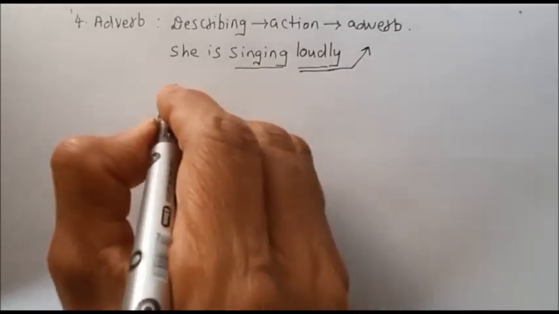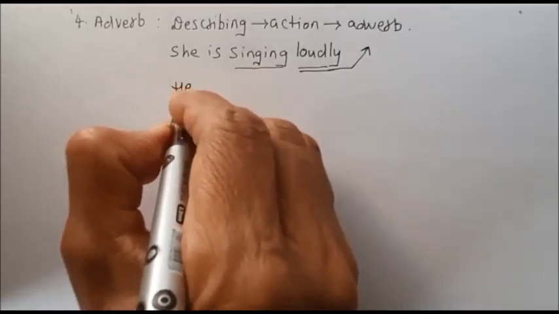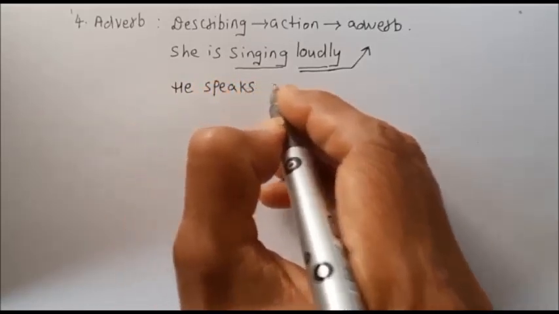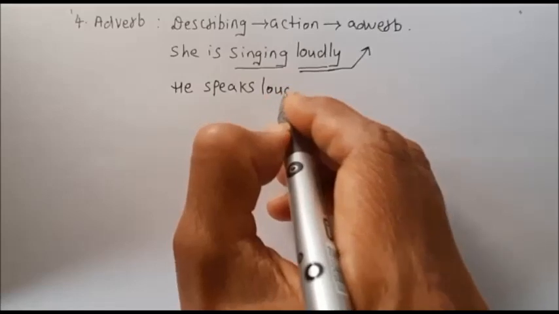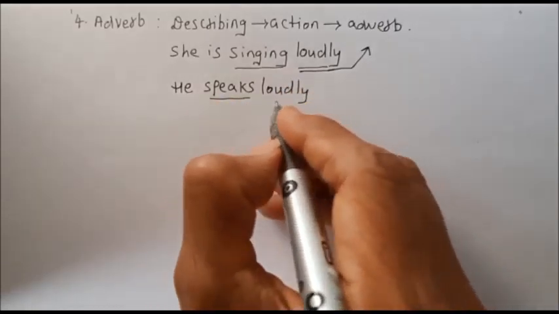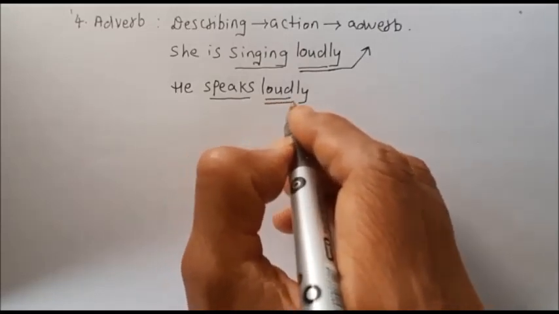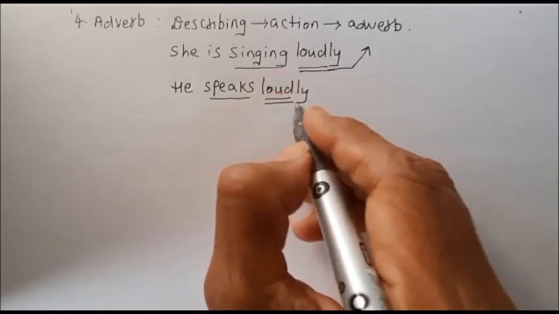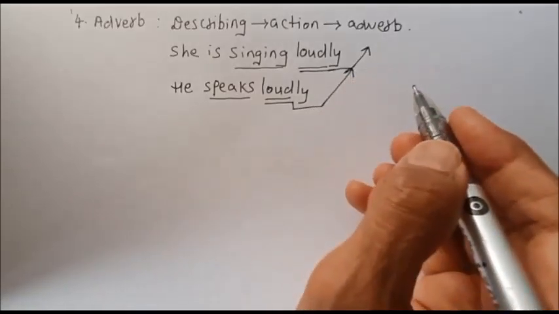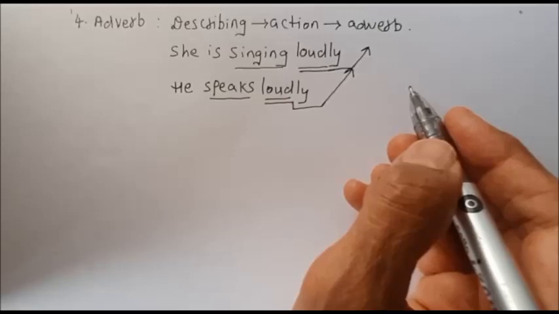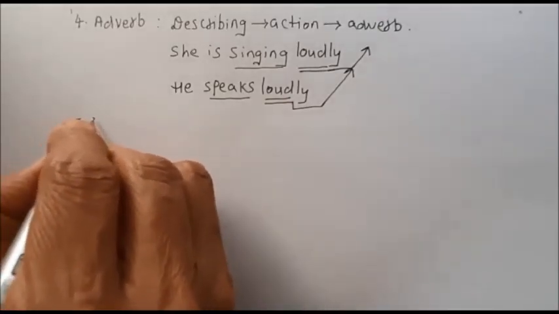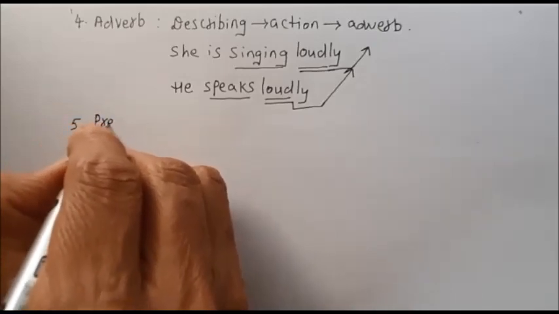One more we can take. He speaks loudly. Now when I say he speaks, it is an action. But the moment I use the word to describe the action, it becomes an adverb. Clear? Now next, that is the fifth one, and that is preposition.